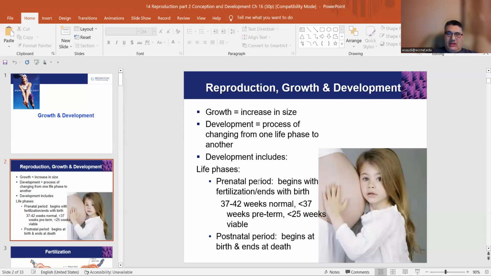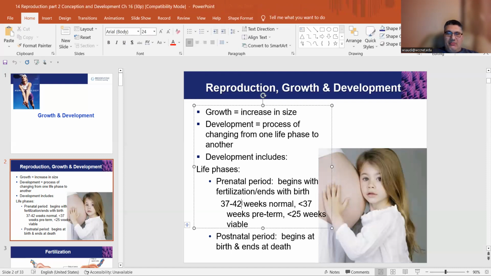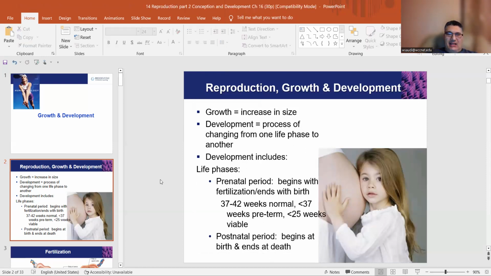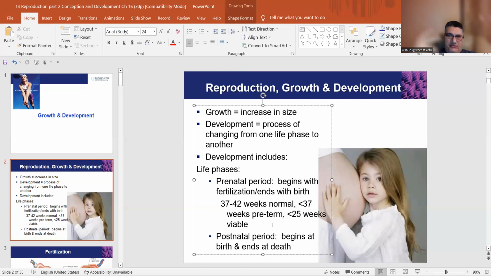So we start again with prenatal, and this is from fertilization until we say 42 weeks, but it can be anywhere from 37 to 42. We usually say 9 months, but it doesn't have to be exactly like that. Again, usually we talk about averages. It's not that it has to be exactly 42 or 40. No, it's 37 until 42. Less than 37 is called preterm, before term, meaning before full term.